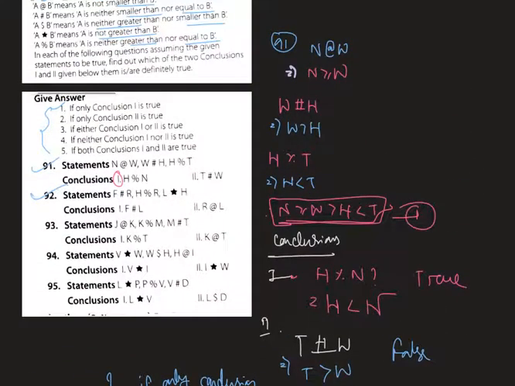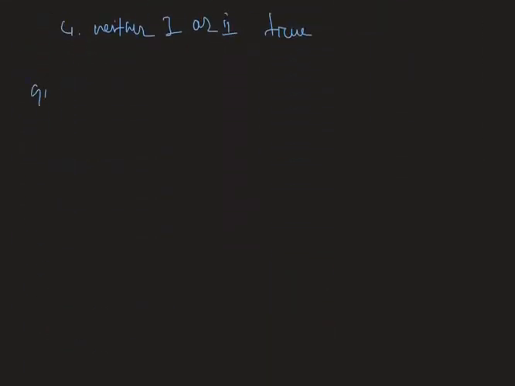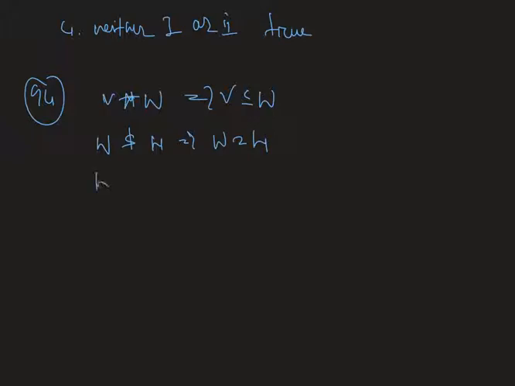Let's check the next question. Here the given statement says that V star W implies V is less than equals to W. W dollar H implies W is equals to H. H at the rate I implies H is greater than equals to I. Hence, we can conclude that V is less than equals to W equals to H greater than equals to I.